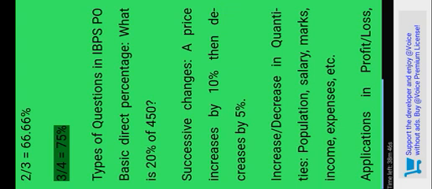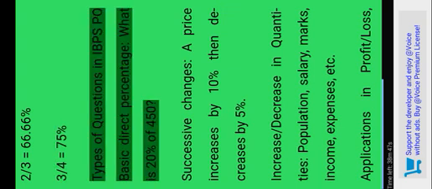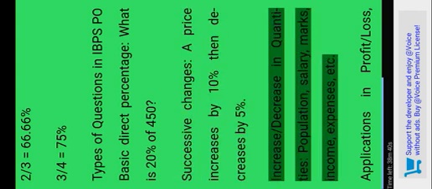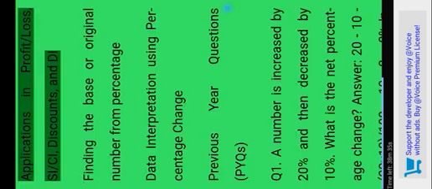Types of questions in IBPS PO. Basic direct percentage: what is 20% of 450? Successive changes: a price increases by 10% then decreases by 5%. Increase and decrease in quantities, population, salary, marks, income, expenses, etc.